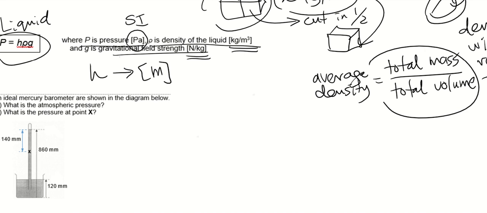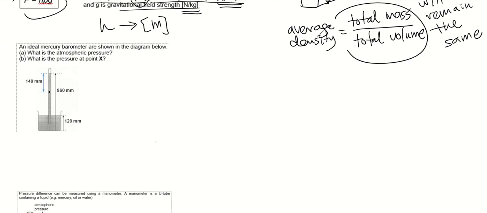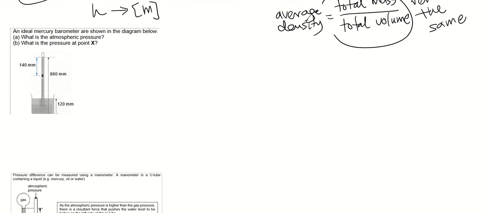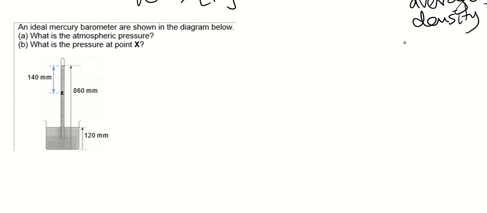Okay, so let us look at this question. An ideal mercury barometer is shown in the diagram below. What is the atmospheric pressure and what is the pressure at point X? A barometer is used to measure atmospheric pressure. So I use capital P with subscript ATM to show that it is atmospheric pressure. And if it's ideal, that means over here it must be vacuum. So they're asking for the atmospheric pressure.